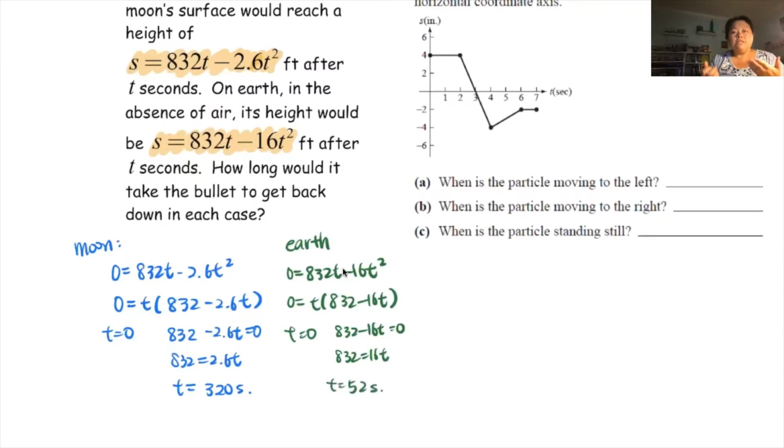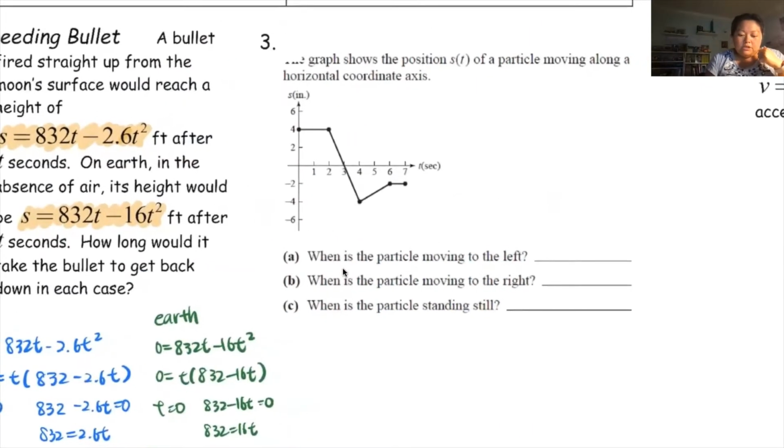And again, I don't know how realistic this is, but we do know that on Earth, there's more gravity. So it's going to pull the bullet down faster. So it's going to take less time. Okay. All right.